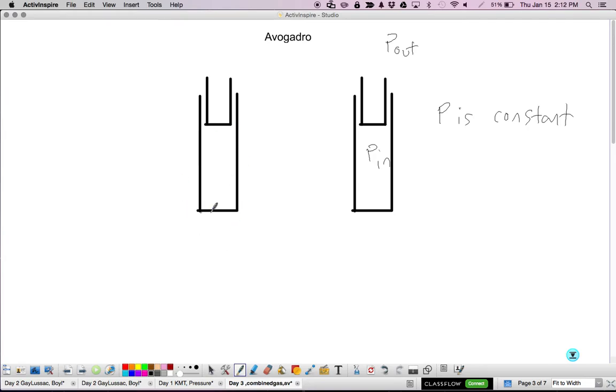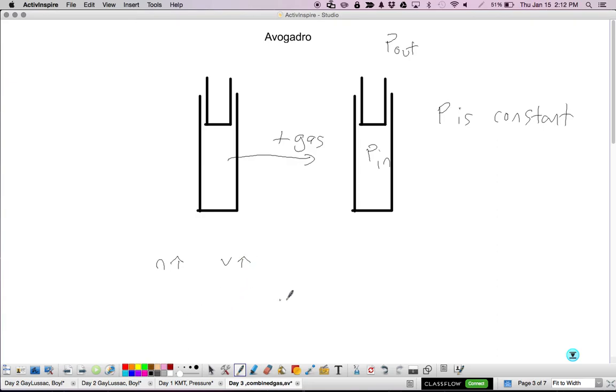If I have a sample of gas in here and the pressure outside is going to be constant, it's going to be equal to the pressure inside. Okay? If I add gas particles, you would have more collisions, which means you should get more pressure, but P in has to equal P out, and P out's not changing. So the volume is going to increase in order to equalize the pressure. All right? So that is, if you increase the number of moles, then the volume is going to increase.